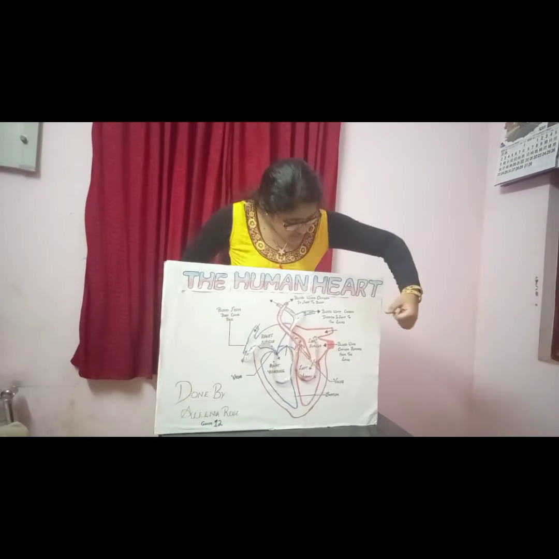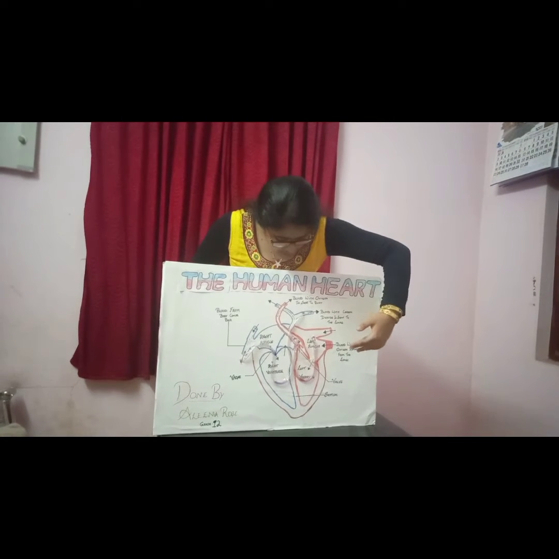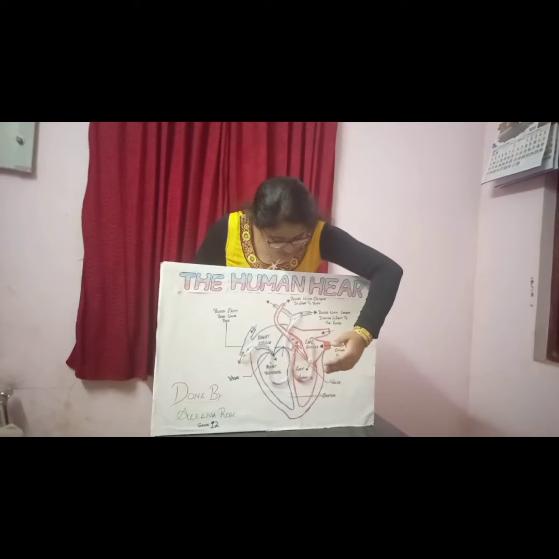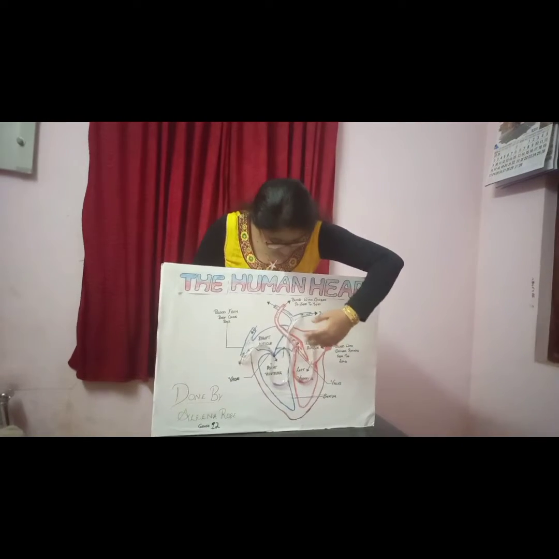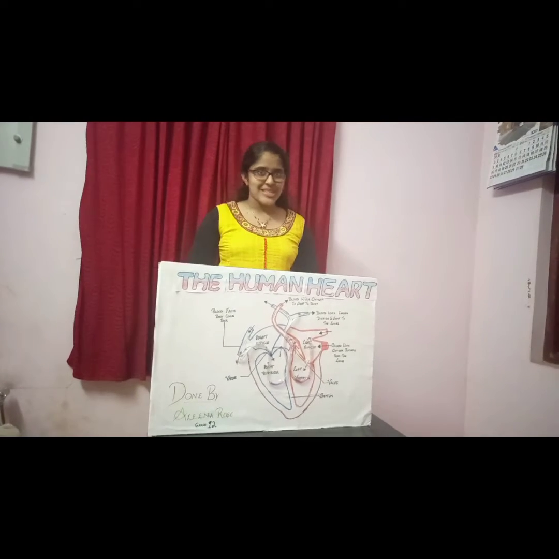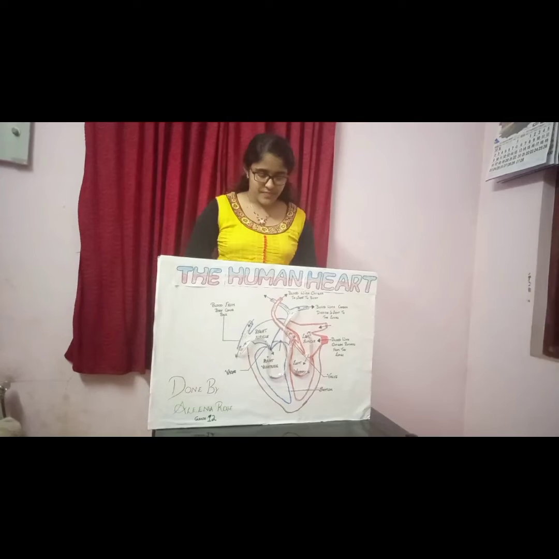The oxygenated blood returns from the lungs and reaches the left auricle, then through the mitral valve or the bicuspid valve, the left ventricle, and then through the aortic valve and the aorta, and through the aorta it reaches all parts of the body. So that's how we get oxygenated blood to flow all through our body.